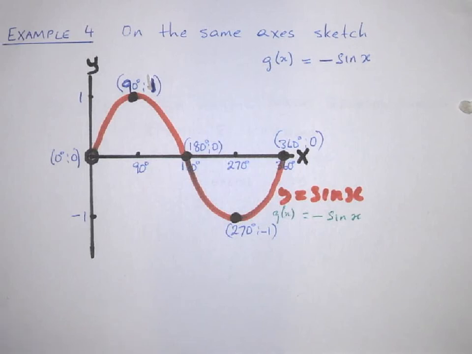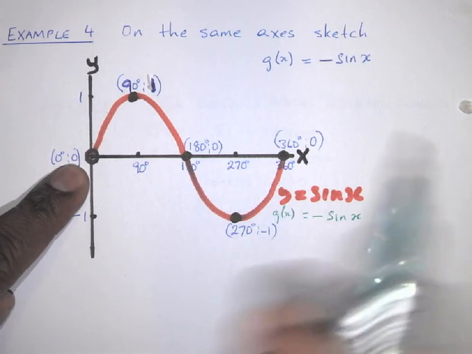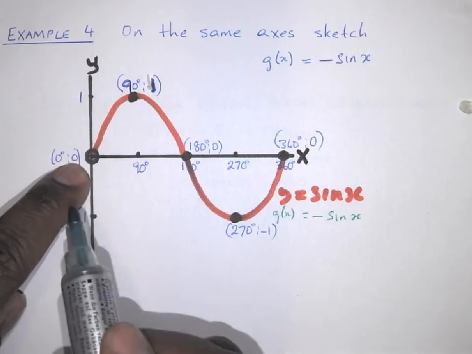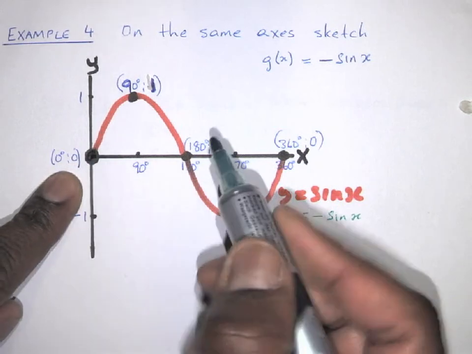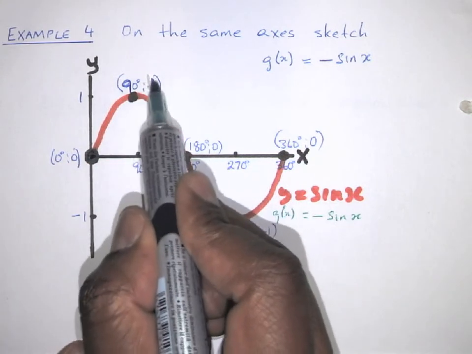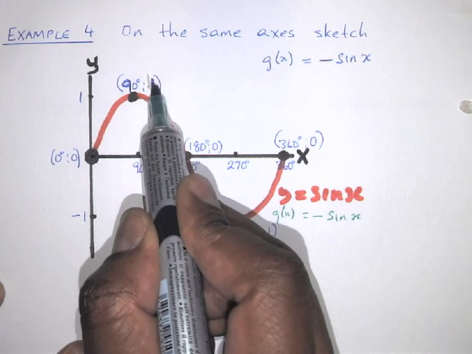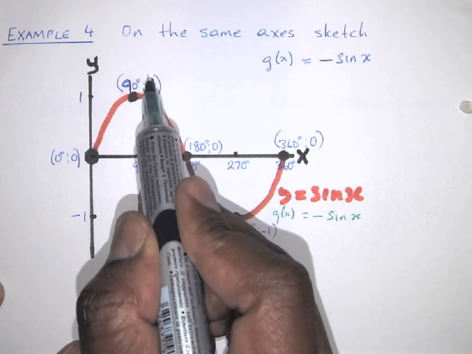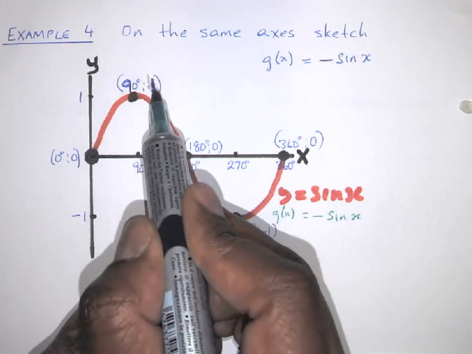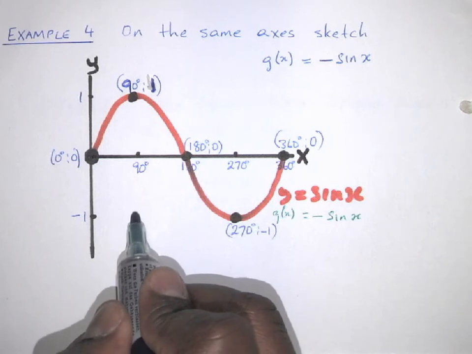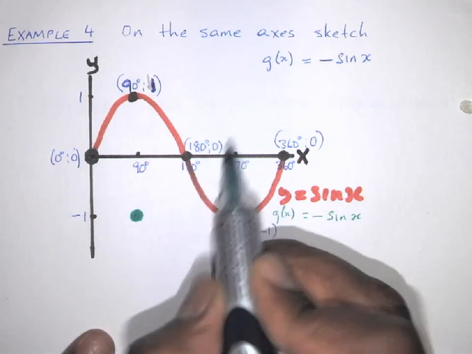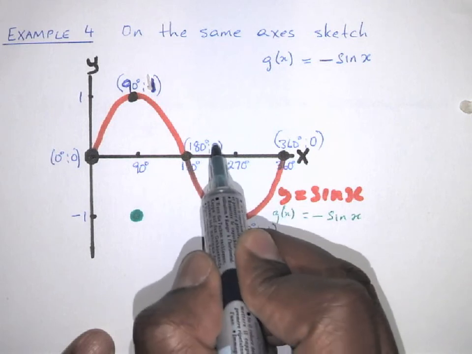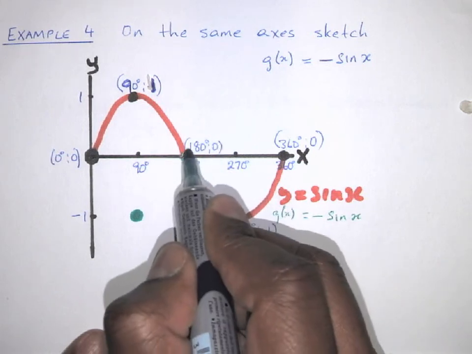So if I multiply the y value here by negative 1, 0 multiplied by negative 1 is still 0, so a point will be there. For this one here, the y value will be multiplied by -1. So this will become 1 times -1, which is -1. So the new point is 90, -1. So 90, -1 is a point over here. If I multiply this one by -1, I get 0, because 0 times -1 is 0. So the point is still there.